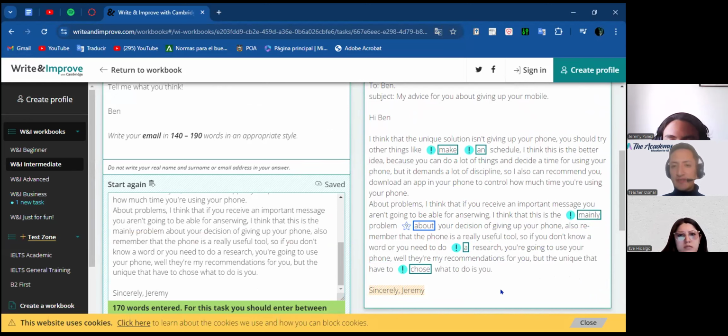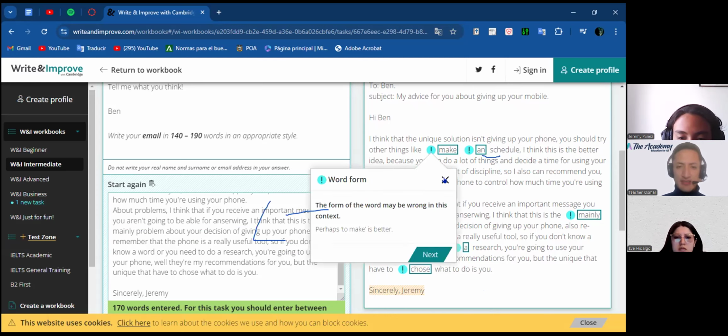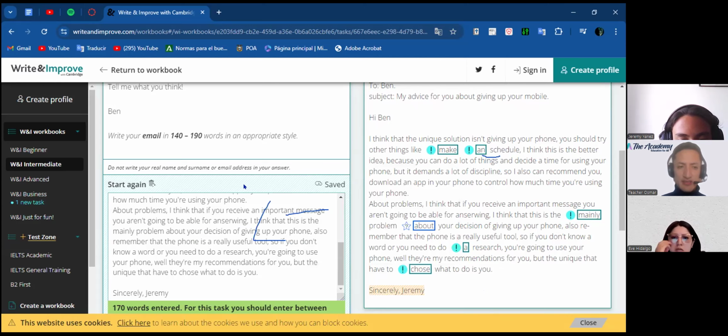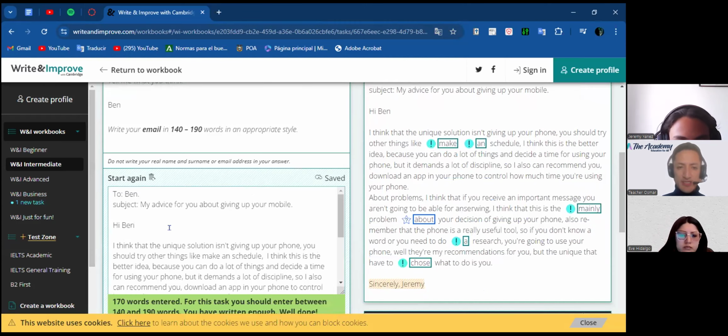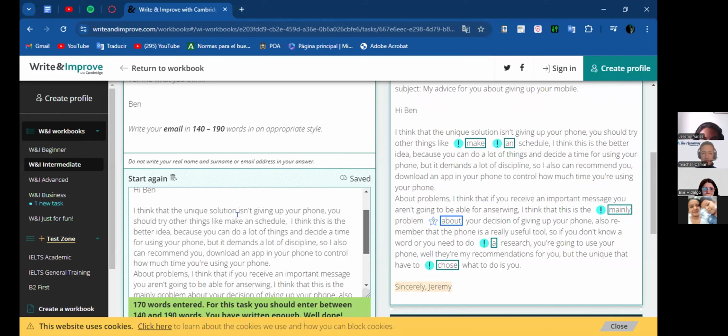I think the unique solution isn't giving up your phone. You should try other things like making, okay, a little problem here, making a schedule. Okay, making a schedule, I believe that is the problem. You can change it. Okay, you can change it over here according to the mistakes. Yeah, so we'll scroll up so you can put it over here. Excellent.